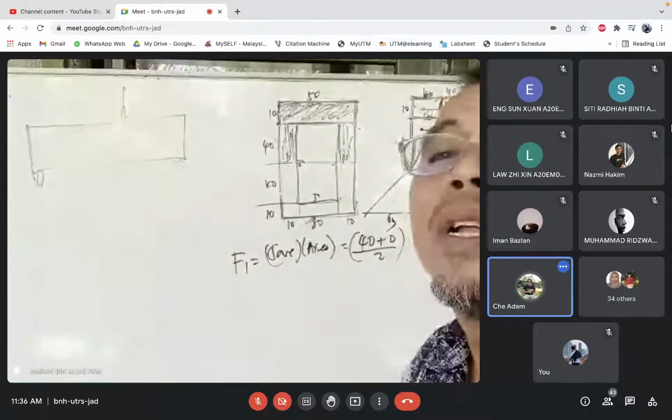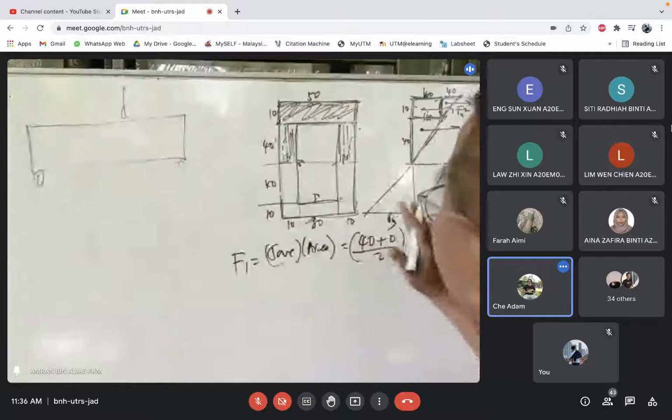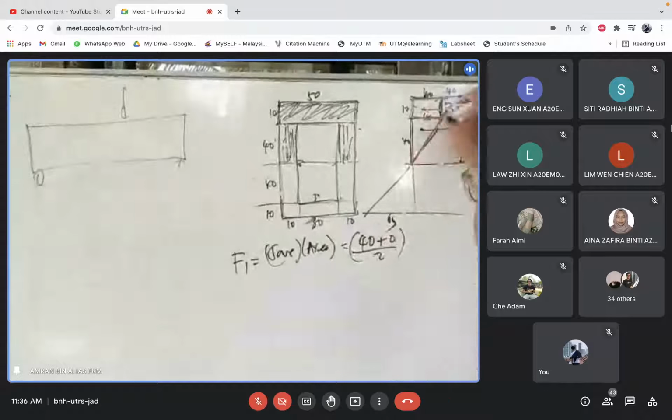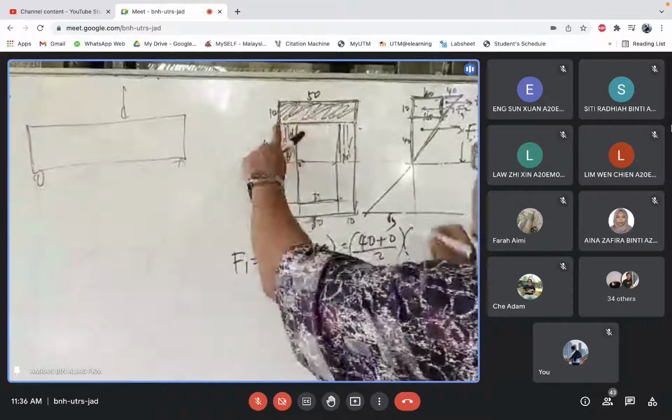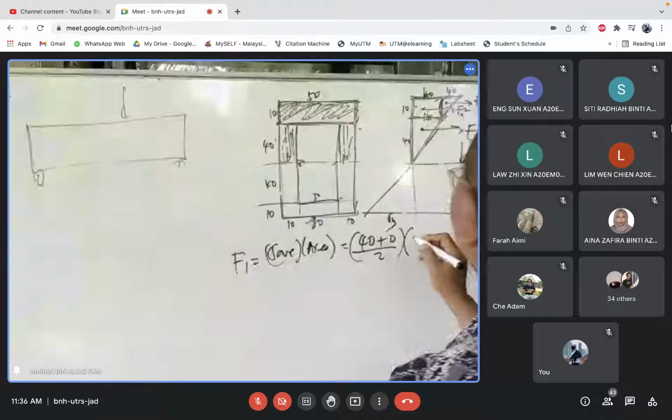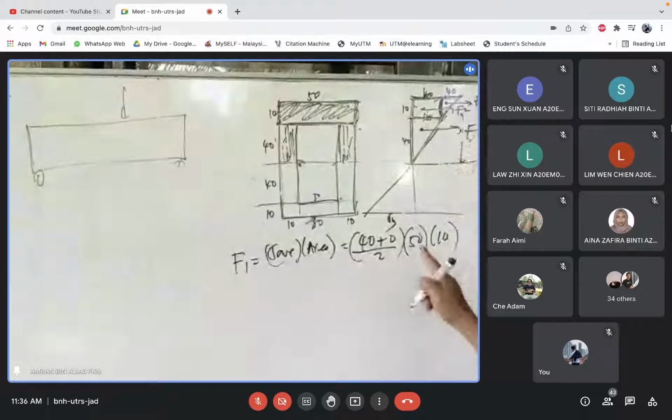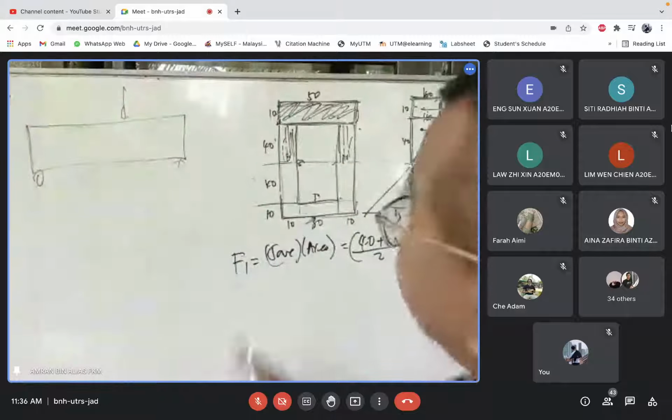Yes, doctor. Very important here, nothing to do with 200 anymore. 40 and 0 plus 2, and the area. The area is 50 times 10. So milli and milli cancel. Mega. So we get a value in Newtons first.